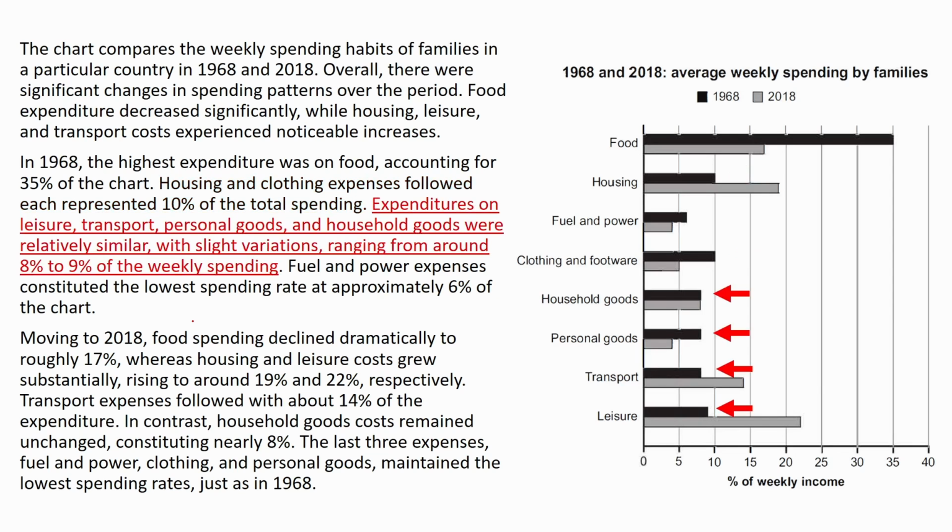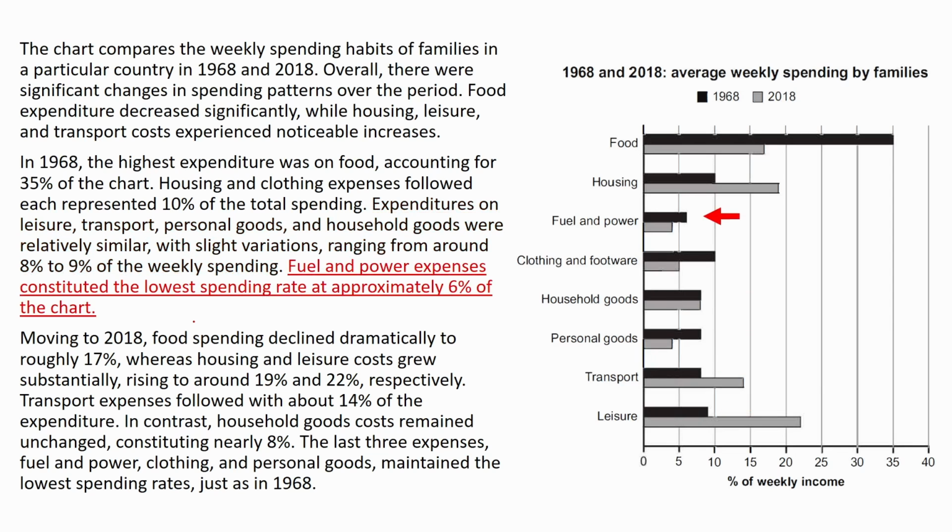So I grouped these 4 together because they were quite similar: household goods, personal goods, transport, and leisure. Expenditures on leisure, transport, personal goods, and household goods were relatively similar, with slight variations ranging from around 8% to 9% of the weekly spending. Remember, we said we cannot report every single point, so I grouped these points that were quite similar. And the last point that is worth mentioning, fuel and power expenses constituted the lowest spending rate at approximately 6% of the chart.